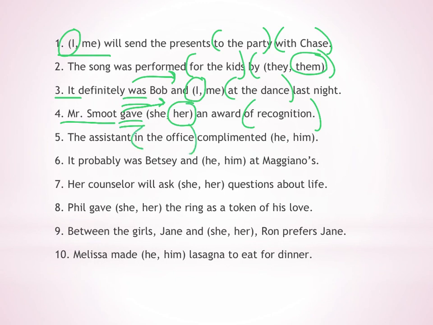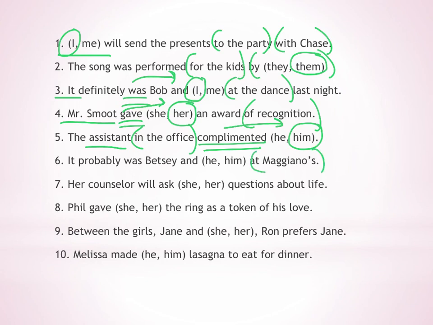Number 5. In the office is my prepositional phrase. Assistant is my subject. Complimented is my verb. Complimented is not on the being verb list, so the pronoun that I choose after it must be objective. Him is objective.